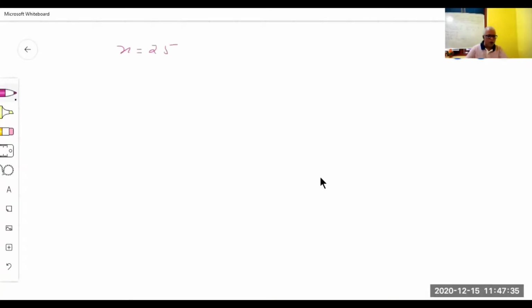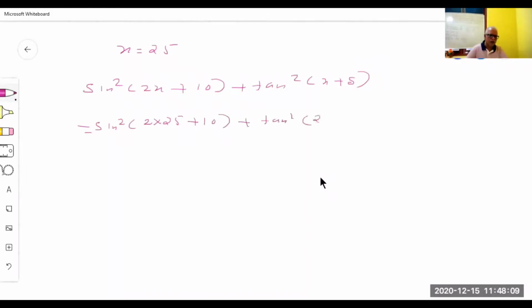What do we have to find out? We have to find out sine square (2x plus 10) plus tan square (x plus 5). Therefore, sine square of 2 into 25 plus 10 is equal to 60, right? Plus tan square of 25 plus 5.